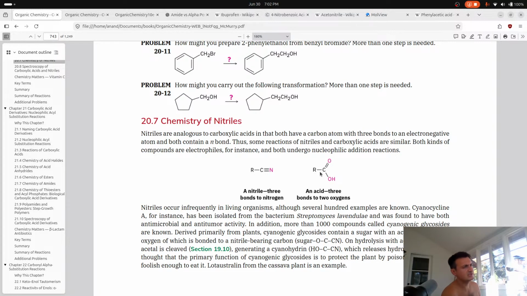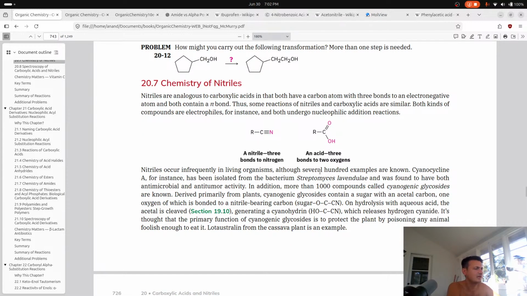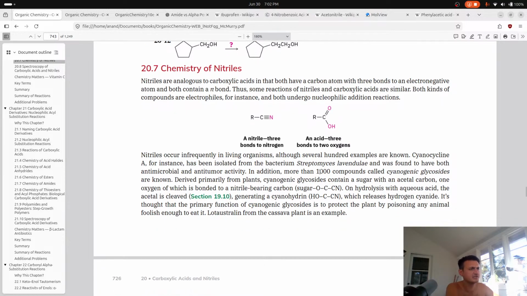Nitriles are analogous to carboxylic acids in that they both have a carbon atom with 3 bonds to an electronegative atom, and both contain a pi bond. Thus, some reactions of nitriles and carboxylic acids are similar. Both kinds of compounds are electrophiles, for instance, and both undergo nucleophilic addition reactions.